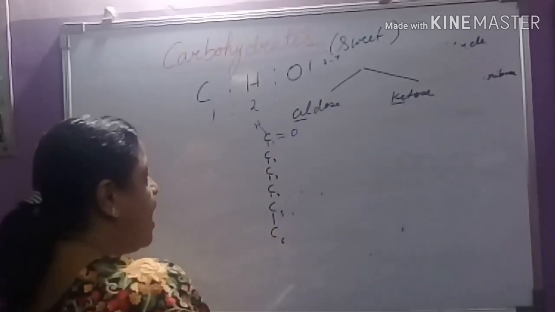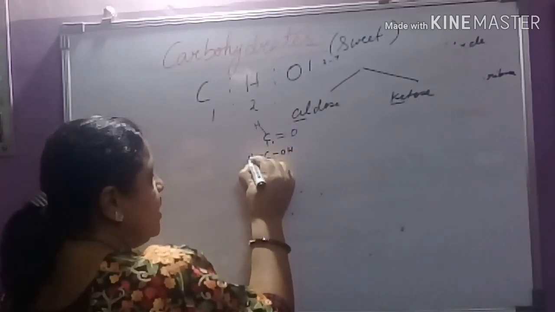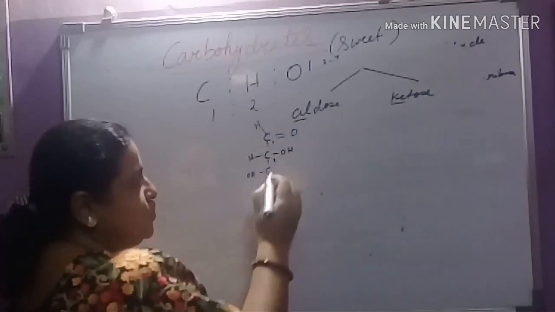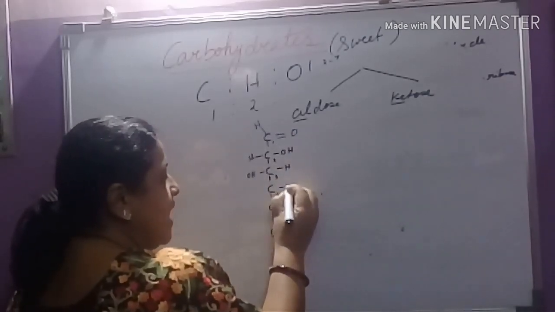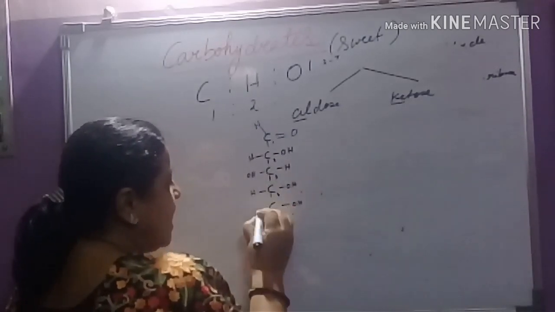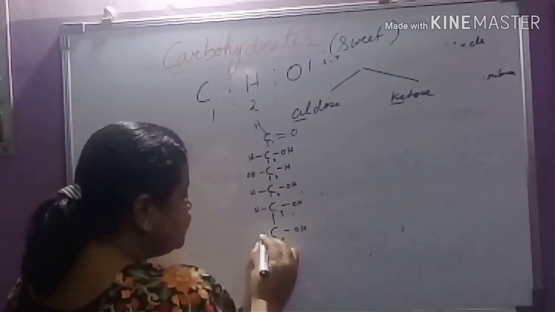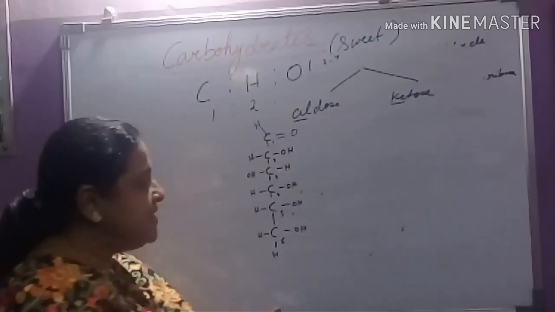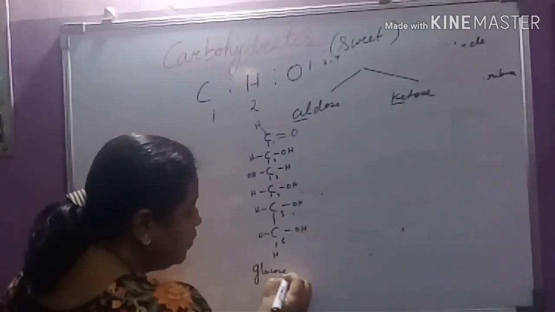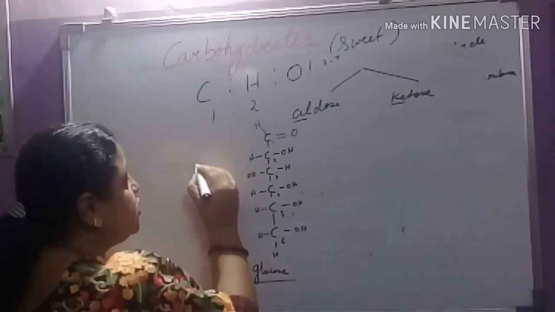Now in the rest of the carbons, let us see what we have. Here is an OH, here is an H, and in the third carbon the orientation of OH is in the reverse order. Next we substitute the valencies of carbon with OH and H. Okay, here is an OH, here is an H, here is an H. Now this is the complete glucose structure. Okay, and if you look into this structure, this is an open chain structure.